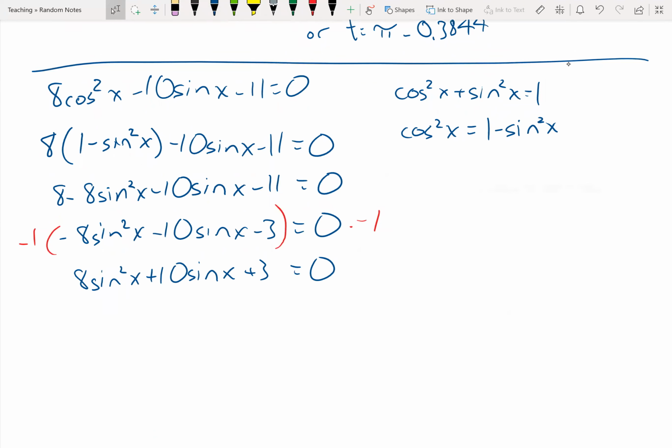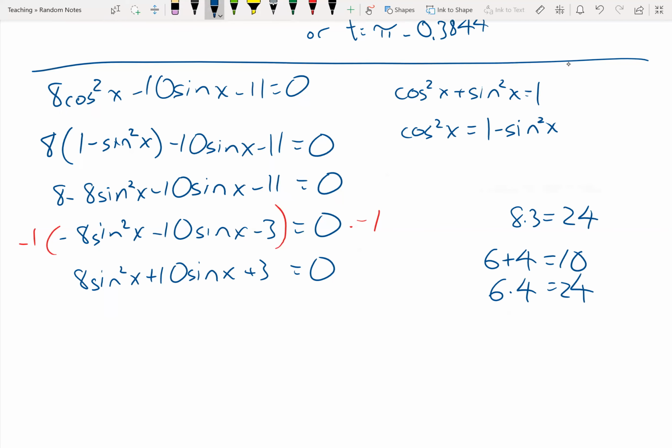I like to solve these with the method where I say 8 times 3 is 24, and I'm looking for two numbers that add to the middle term 10 and multiply to 24. So that's 6 and 4. So 6 times 4 is 24. All right, so let's see here.